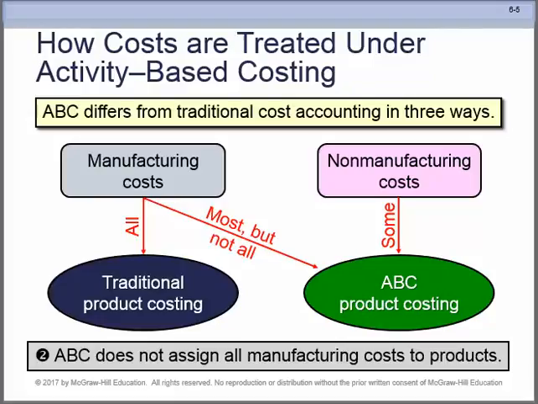These are used to support internal decision making, and they don't have to conform to GAAP. So therefore, while GAAP requires treating selling and administrative expenses as period expenses and requires assigning all manufacturing costs to products, ABC systems can assign selling and administrative expenses to products, and they can exclude manufacturing costs from product costs where appropriate. Okay? So kind of like variable costing, this is not GAAP compliant either.